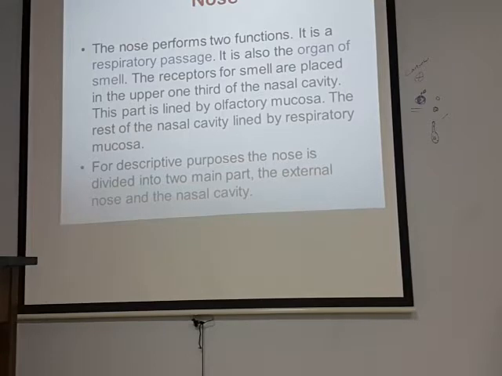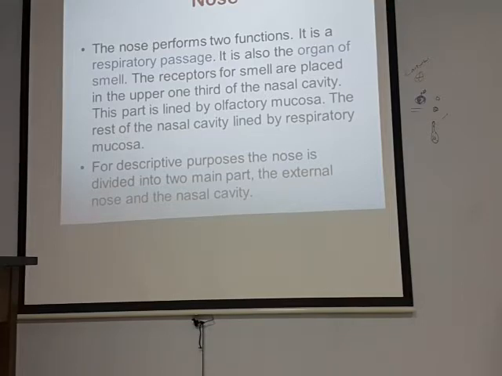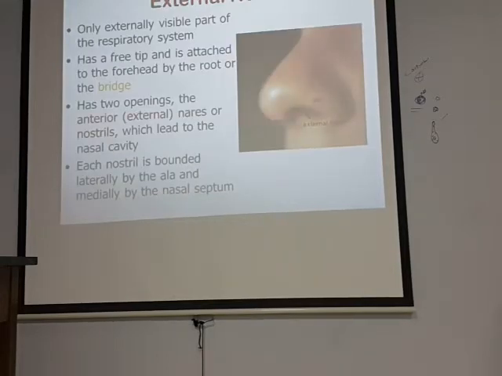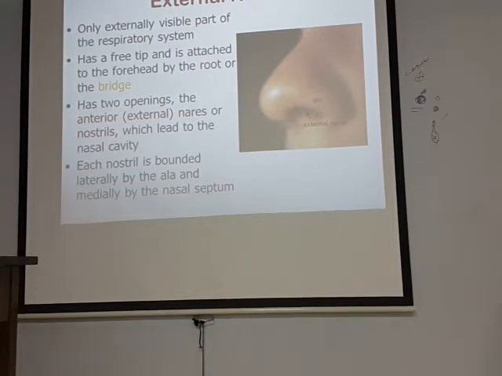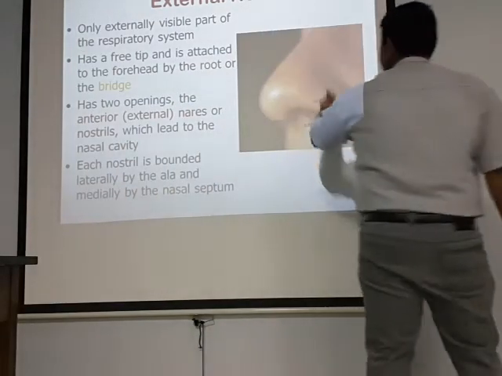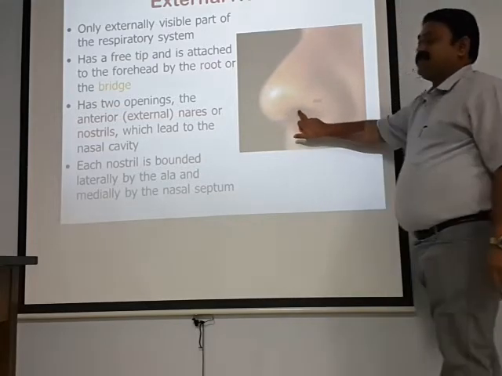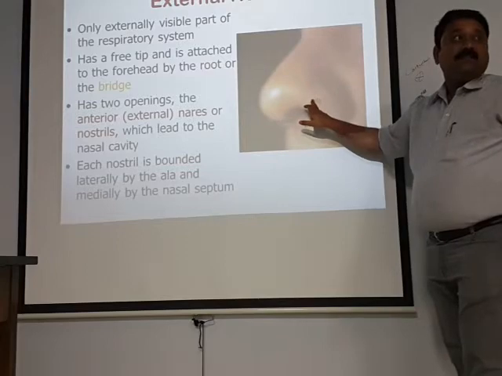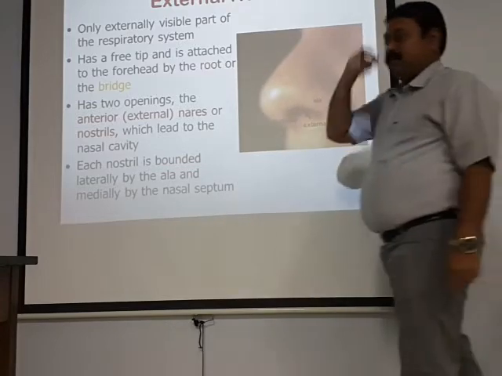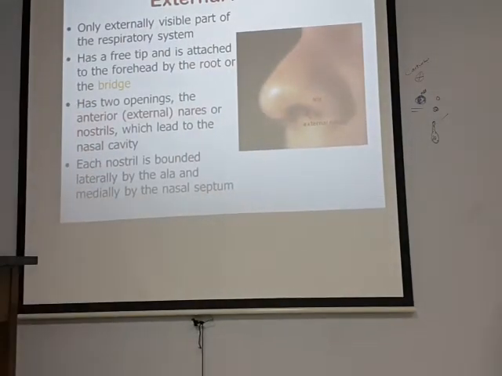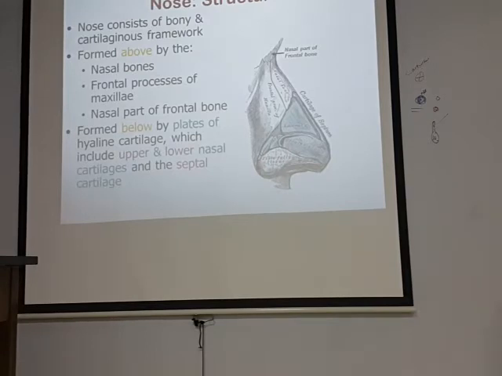Next, for descriptive purposes, the nose is divided into the external nose and the nasal cavity. The external nose is what you see from the outside; the remaining part is the nasal cavity inside. Only this part of the respiratory system is externally visible. This is the root of the nose, and the ala and septum. Anteriorly there are two nostrils on either side of the nasal septum. So this is about the external nose.